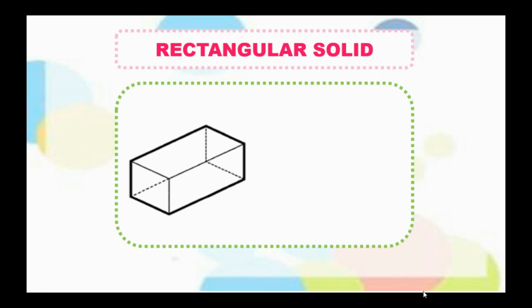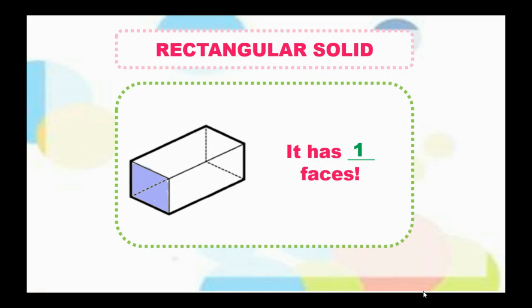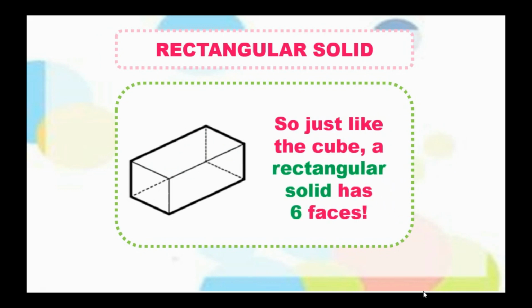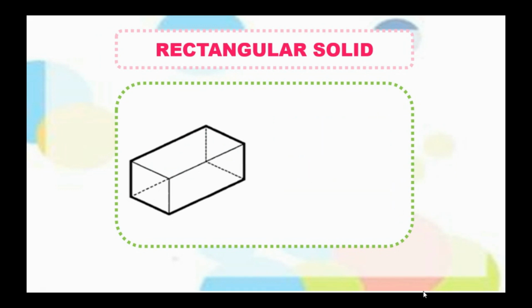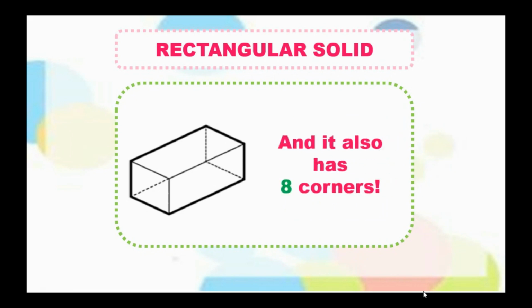Let's have the rectangular solid. It looks like a rectangle. It can be made up of rectangles and squares. It has 1, 2, 3, 4, 5, 6 faces. Just like the cube, a rectangular solid has 6 faces. Because it is like a long cube, it also has 12 sides. And it also has 8 corners.